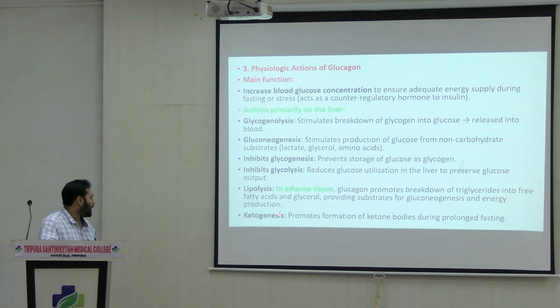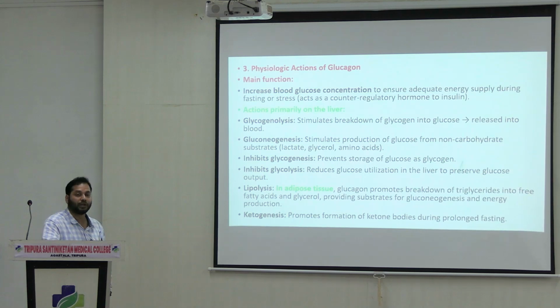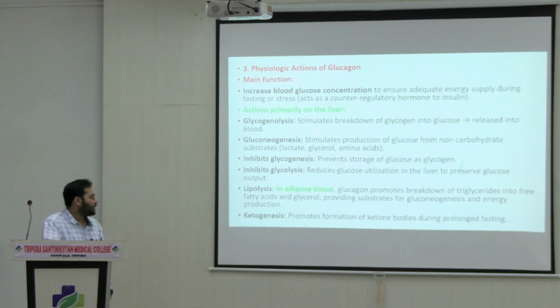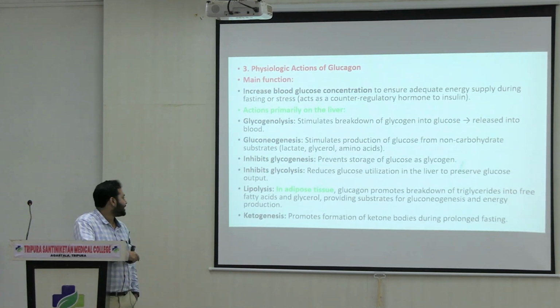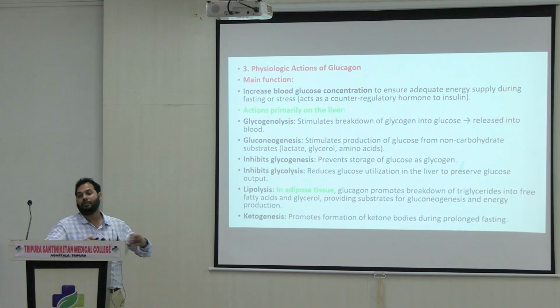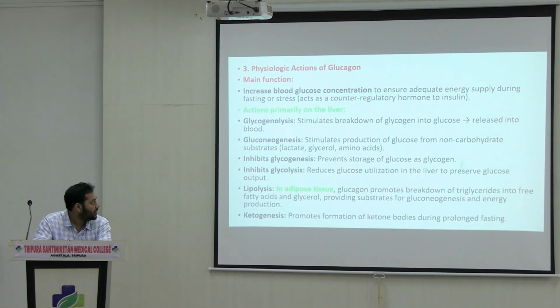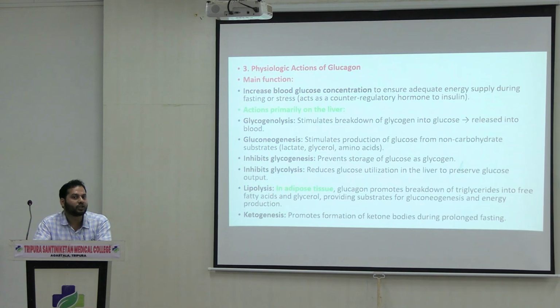And it also helps in the ketogenesis process, because it promotes the formation of ketone bodies, and ultimately this ketogenesis is very useful in certain conditions, mainly fasting conditions, because ketone bodies help to provide the energy in these particular conditions. So these are some important functional aspects of the glucagon hormone.